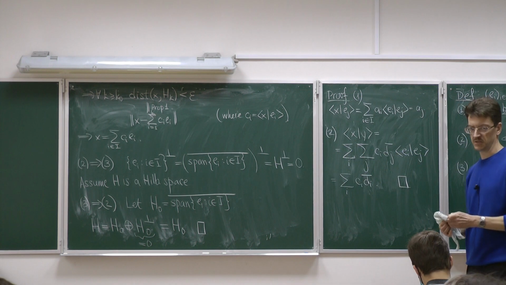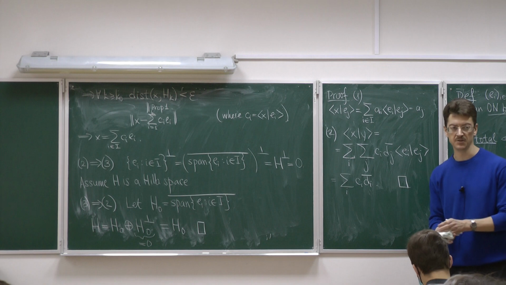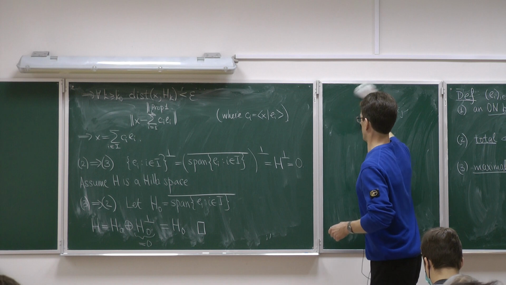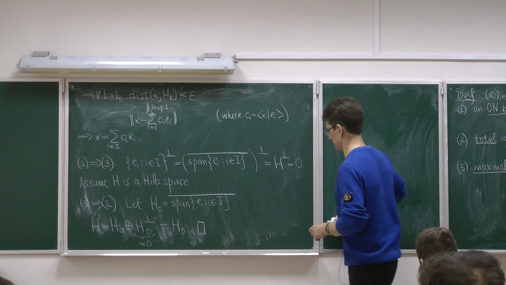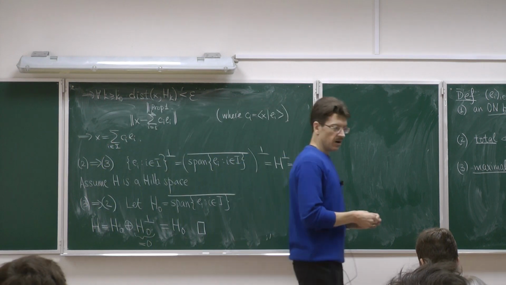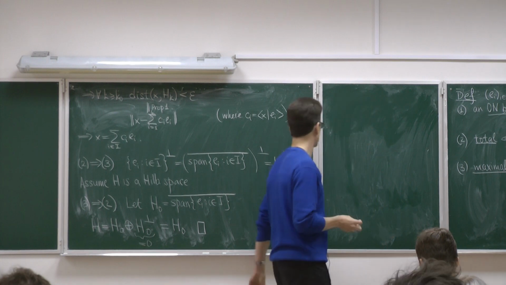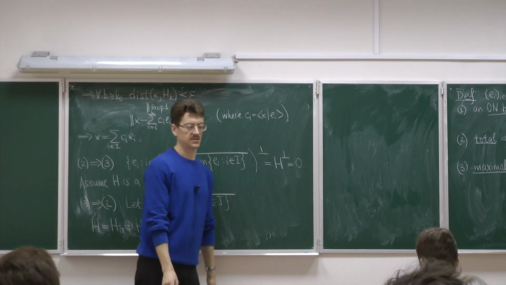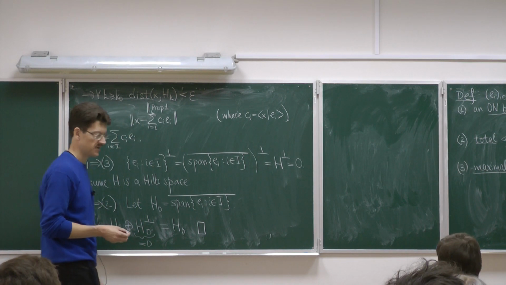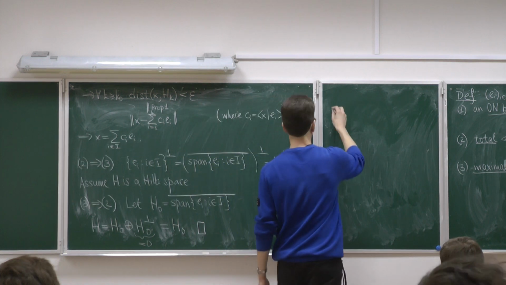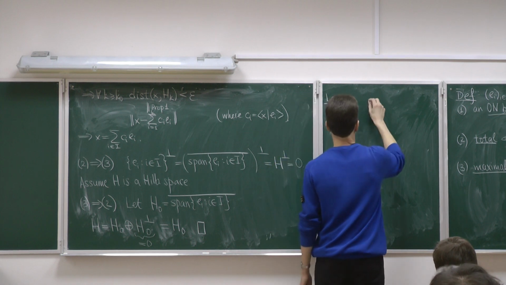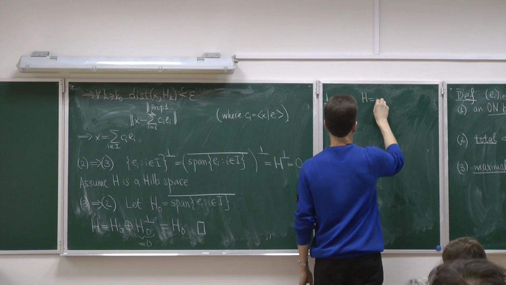In general, if we don't assume completeness, then 2 and 3 are not equivalent. And there is a respective exercise in our next exercise sheet. Okay. Now our goal will be to show that each separable inner product space has an orthogonal basis. And here's a key lemma. Suppose that H is an inner product space.